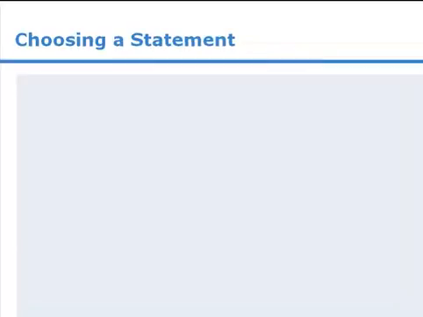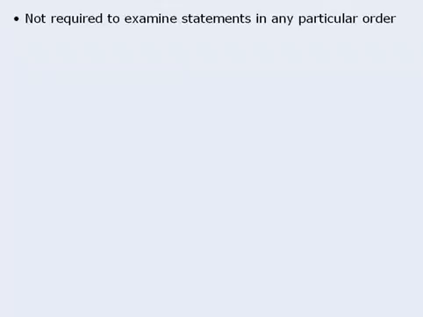In this lesson, we will look at a helpful tip regarding the order in which you should examine the two statements in a data sufficiency question. Now, when tackling any data sufficiency question, it is important to remember that you are not required to examine the two statements in any particular order. So you can begin with either statement 1 or statement 2.